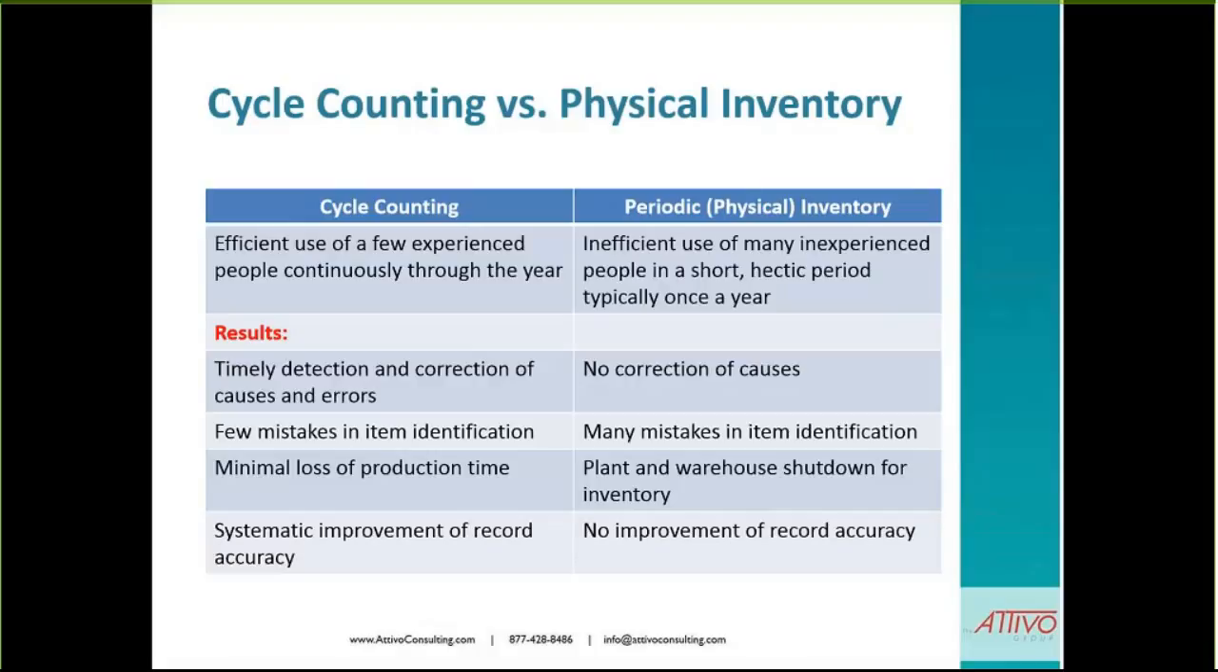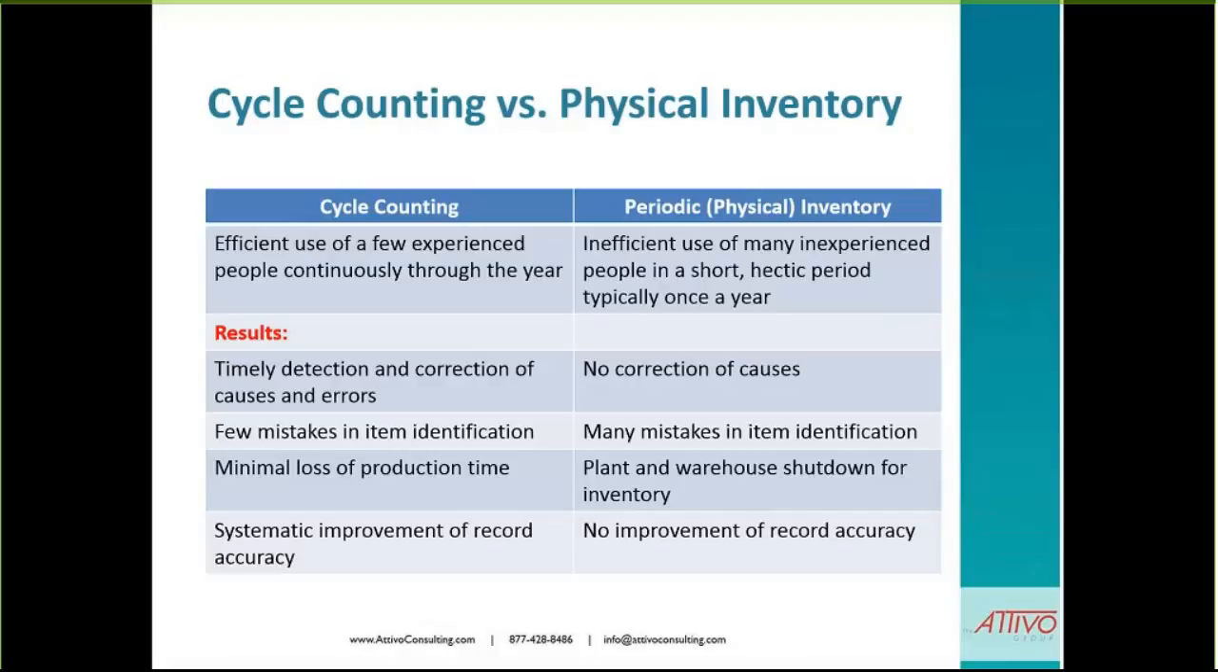Those are the people who know what they've got, know where it is, and if something is missing, if something doesn't show up or does show up that shouldn't be there, they're the ones who will be able to identify it relatively quickly. There's also a minimal loss of production time. Cycle count does not necessarily require that you stop production, when on the other hand, plant and warehouse shutdown for an inventory is not uncommon. It really needs to be done, and we'll see why in just a little bit.